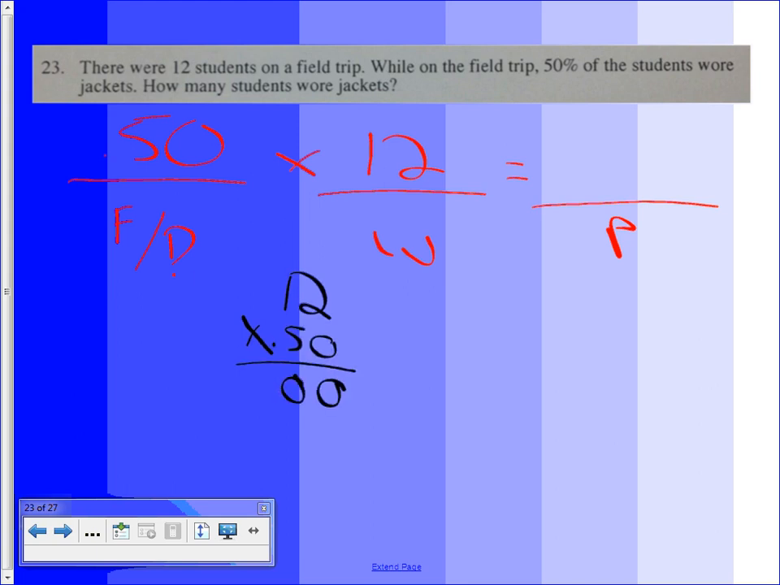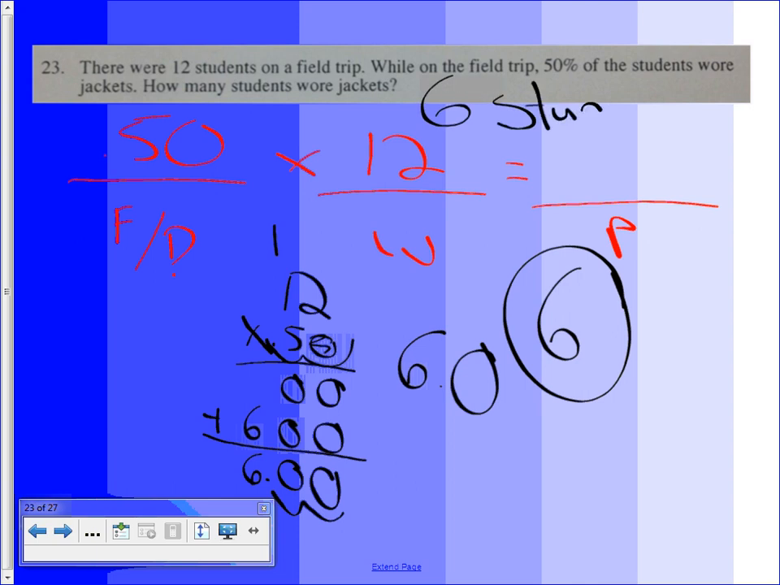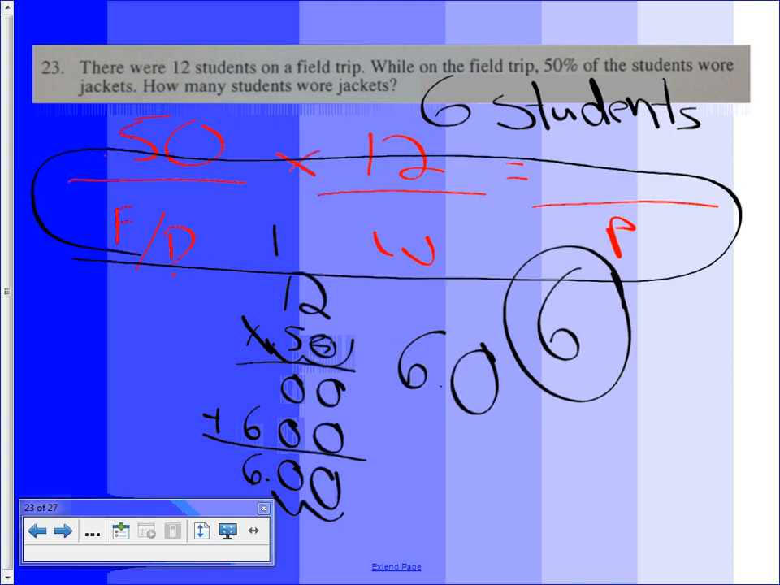0 times 0. Place value. 5 times 2 is 10. 5 times 1 is 5. Plus 1 is 6. My answer is 600. Nope. 2 decimals. 2 decimals. Boom. Right there. My answer would be 6.0, which also means 6. So, how many students wore jackets? 6 students. I'm telling you guys, this works every single time.